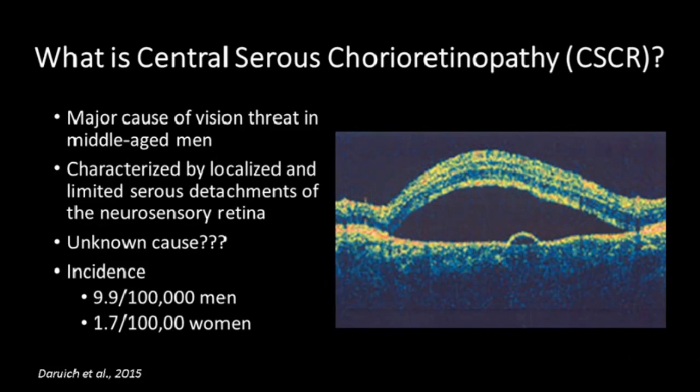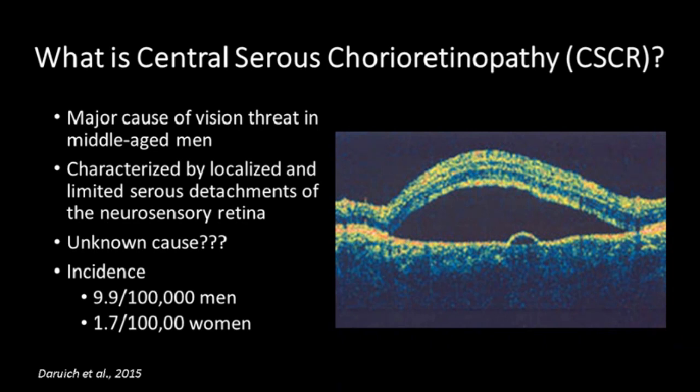First, what is central serous chorioretinopathy? We used to call it CSR, central serous retinopathy, but we subsequently noted it's predominantly a disease of the choroid. It's a major cause of vision threat in middle-aged adults, particularly men, characterized by serous limited detachments of the neurosensory retina. We used to say it was unknown cause, but most of us think we have a pretty good idea now, and I'm going to go into that.